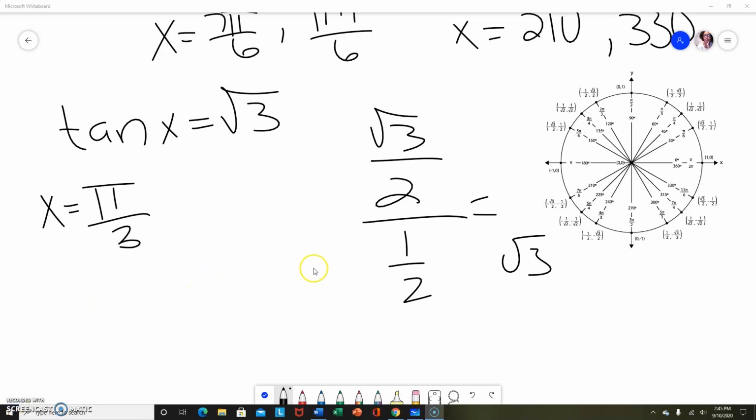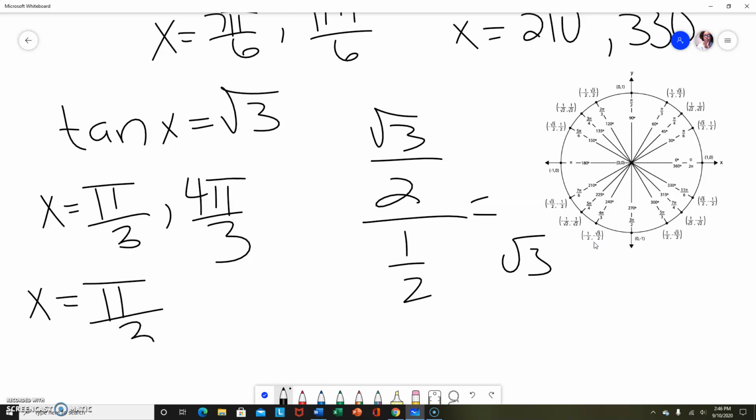Now if both of our values are negative, we can also do the exact same thing. So here at 4 pi over 3 is also another answer. And again, if I want to write this out as one solution, if I wanted infinitely many solutions, or all of the solutions, I would do pi over 3 plus or minus pi k, where k is an integer. All right. Let's go on to the next one.